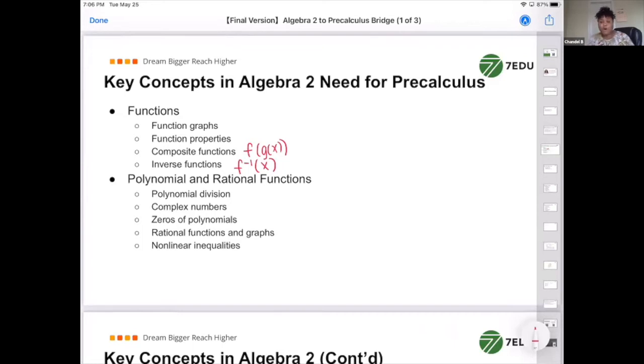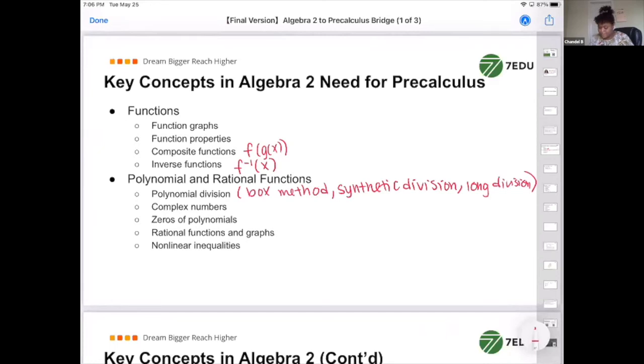So starting off with polynomial division, you might have learned this with box method was one method. You may have also known synthetic division, or maybe just polynomial long division. Those are all great ways.